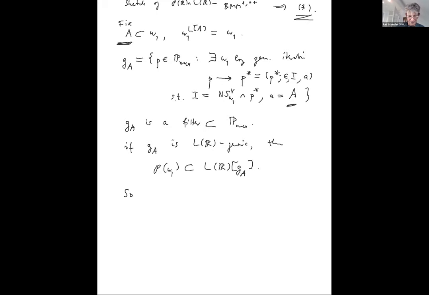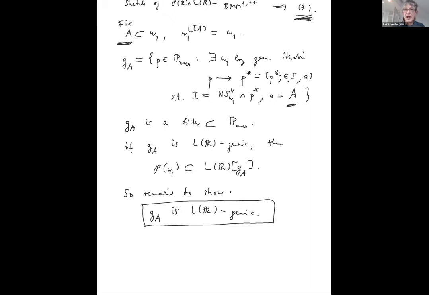So it remains to show that G sub A is L of R generic in order to verify Star. Okay, and in order to do that, so what does that mean, right? I mean, that simply means that you give me a, let's say, open dense set in Pmax, which is an element of L of R, and I have to convince you that it has non-empty intersection with G sub A, right?